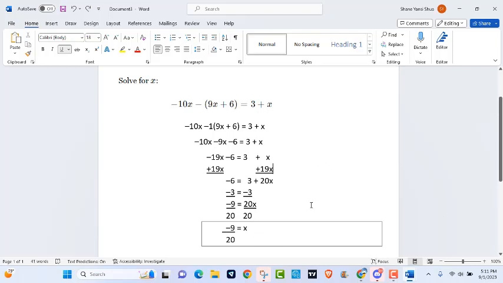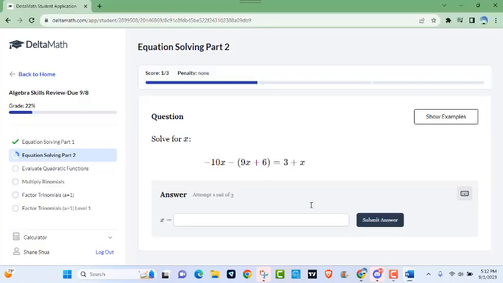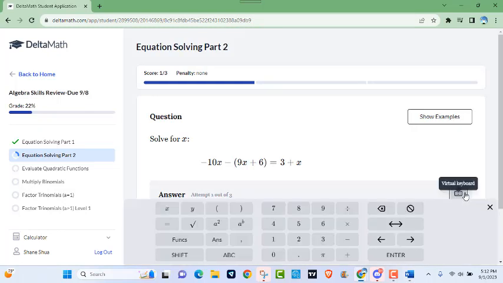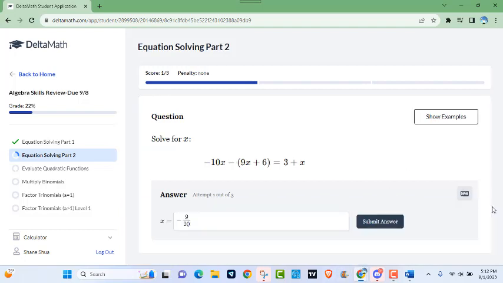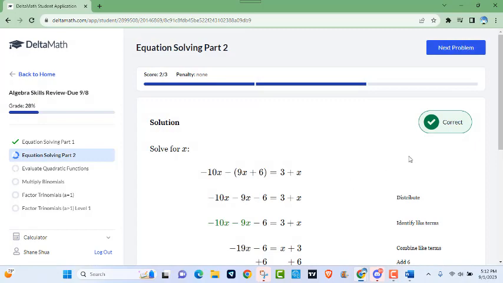So in this particular case, we're getting a fraction as our answer. So let's put that into DeltaMath and see if it likes the answer that we came up with. x equals, let me use this virtual keyboard here. So negative 9 divided by 20. Negative 9 over 20. And I'm going to submit that answer. Are you sure? Yes. And they say it's correct.